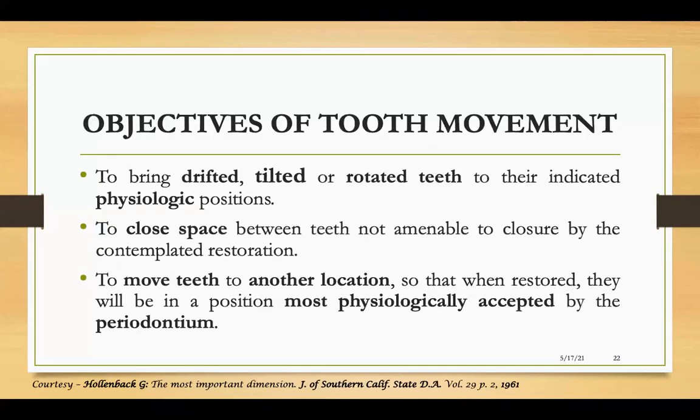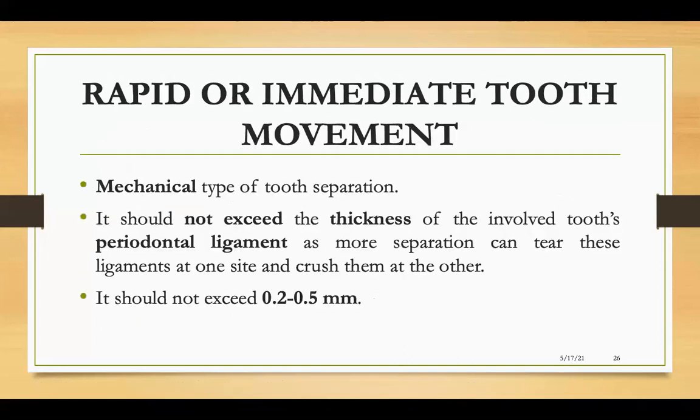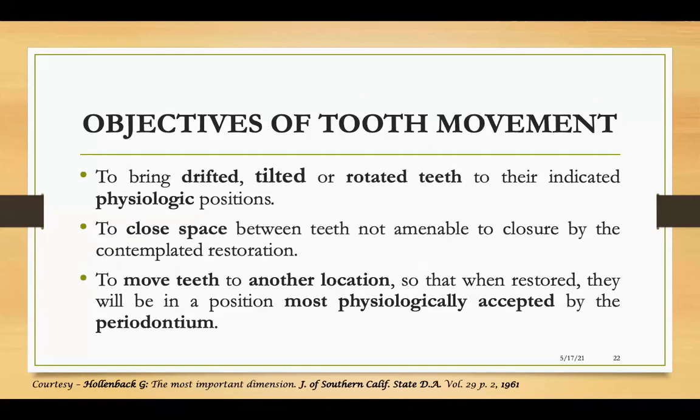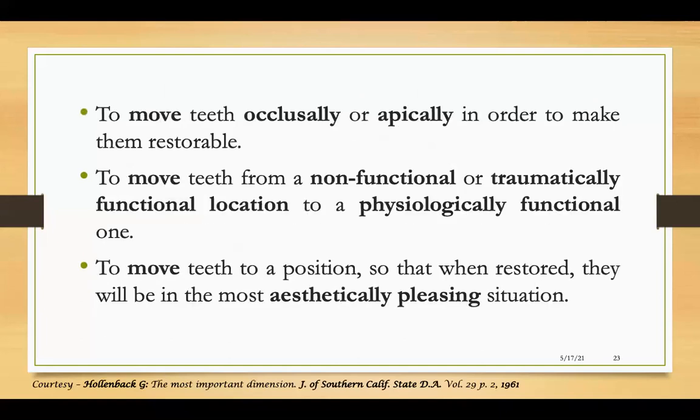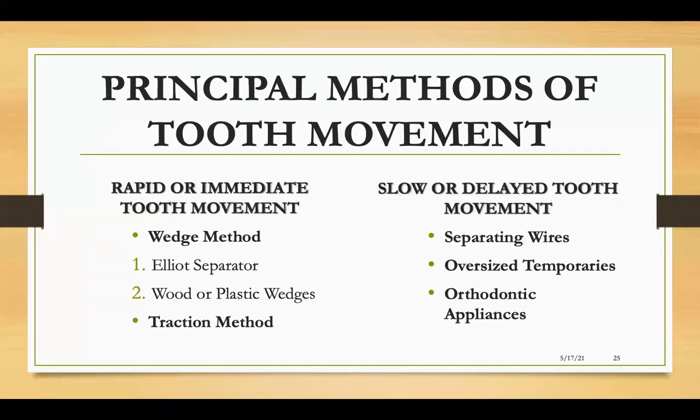That is why I'm telling you we've got eight objectives. The only objective that we use in cons is the last one, but that does not mean you have no other objectives in tooth movement, right? Let's go quickly. These were the eight objectives: 1, 2, 3, 4, 5, 6, 7, and 8. Okay. Let's move to the principal methods of tooth movement.